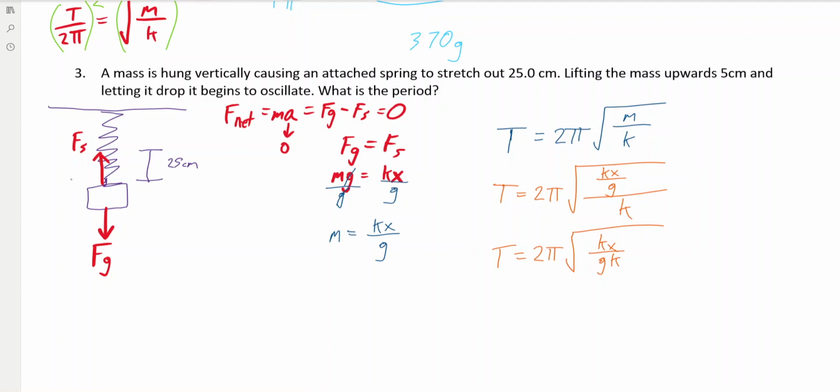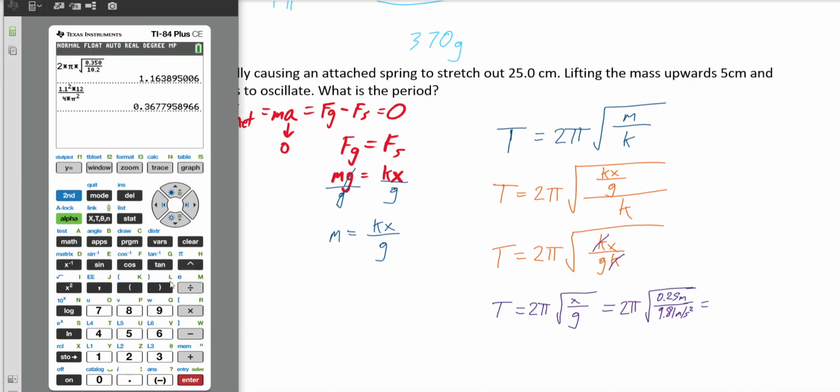And what do you notice? Hopefully the k's cancel, so it's actually just 2 pi square root x over g. Okay, which is pretty crazy, but also wonderful. So we've got x, which is our stretch, how far it had to stretch down, so that was 0.25 meters, and then g, which is 9.81, assuming we're on the planet Earth, which is not always a fair assumption, but it's a good enough assumption for now.